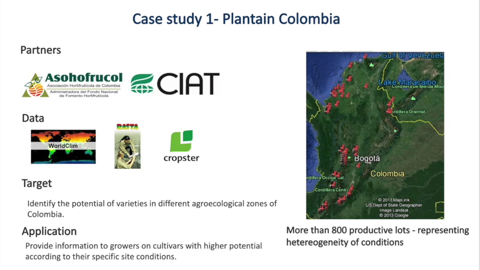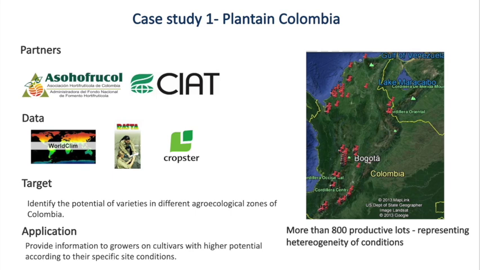The objective in this project was to identify the potential of varieties in different zones in Colombia. But as you can see in the map, each one of the red dots, it's a plot of a producer. So we had a great diversity of contexts and types of soil.